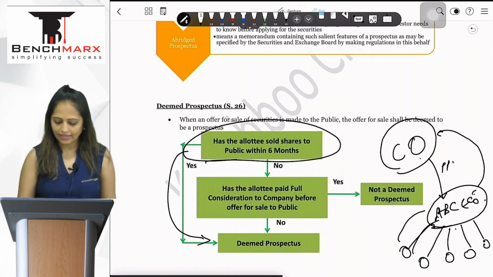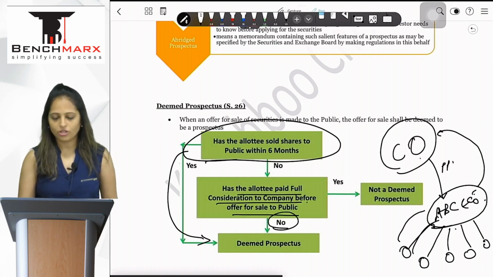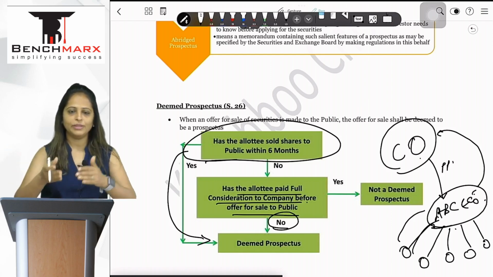So the second criteria is, has the allottee paid full consideration to the company before offer for sale to the public? If it has not paid, then it is clearly a case of deemed prospectus, because you will collect from the public and then pay.